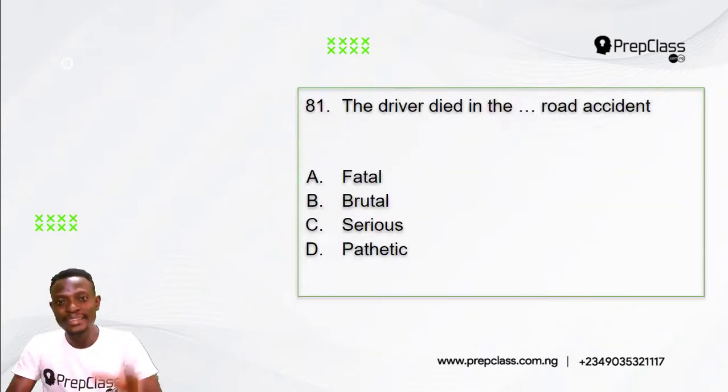Question 81. The driver died in the dash road accident. A. The driver died in the fatal road accident. B. The driver died in the brutal road accident. C. The driver died in the serious road accident. D. The driver died in the pathetic road accident. Which of these options is the best to complete the gap in this sentence?